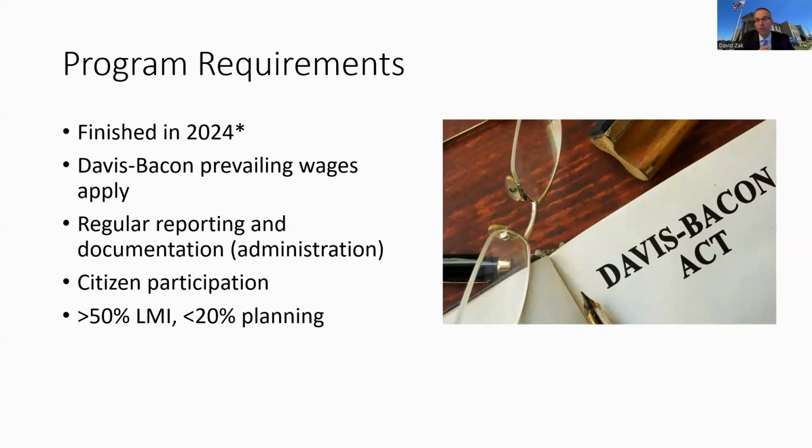And then planning. So you can do planning work. A couple years ago, they did some work on what's called a fair housing impediment study. I love their big $20 words.